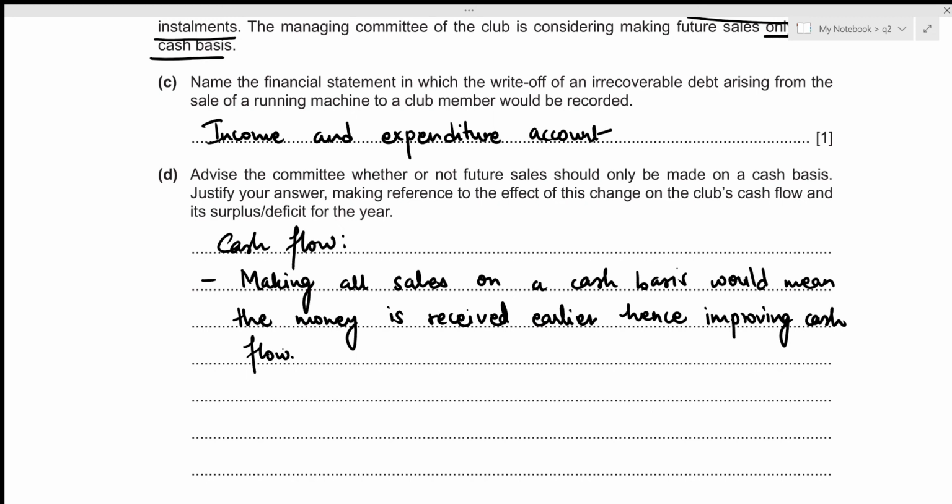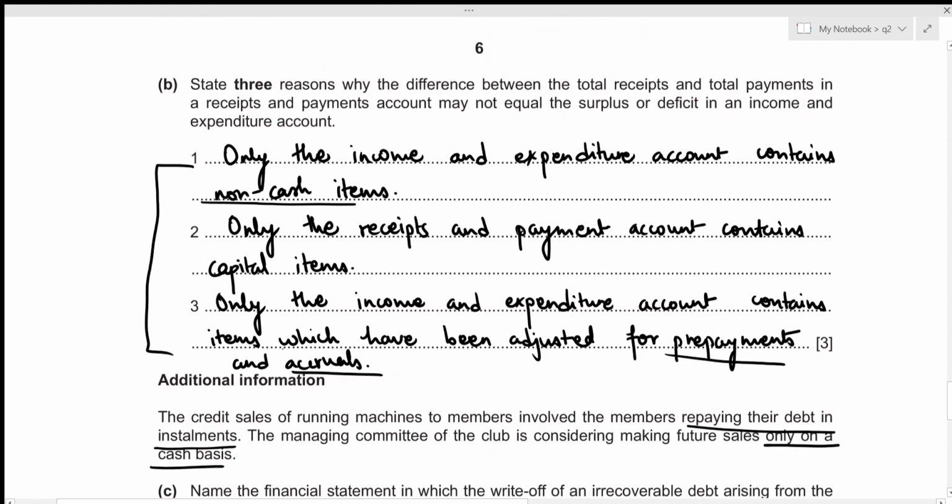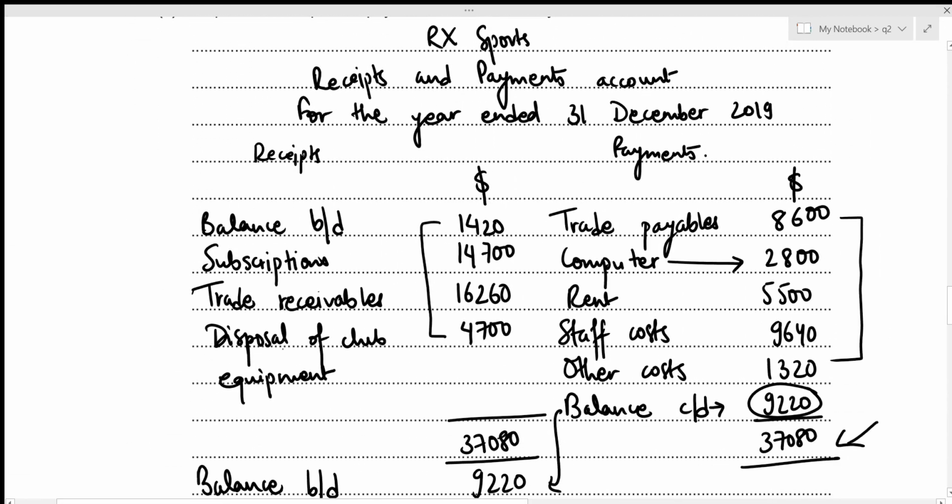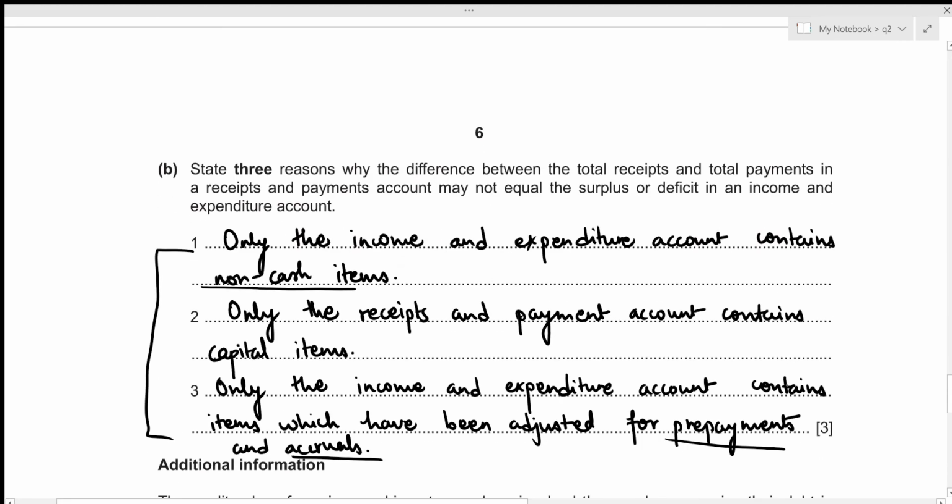Alright, and we know that cash flow for a club is basically their receipts and payments account. So let's have a look above. We can see that the opening balance was 1,420, whereas it has definitely increased to 9,220, right? So this increase might make it seem likely that there is no need to make change for credit sales to only make it on a cash basis in order to improve cash flow, because anyways, in the presence of credit sales as well, the cash flow has definitely increased. Let's write it down.